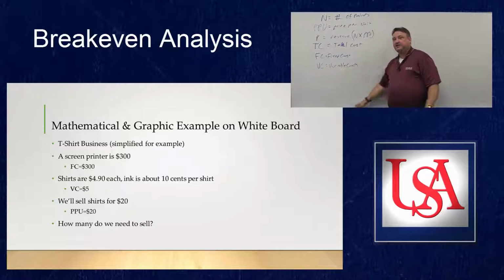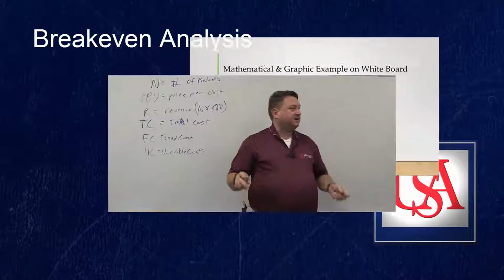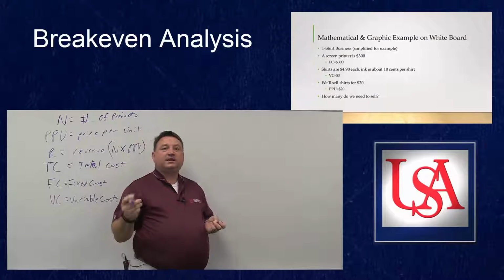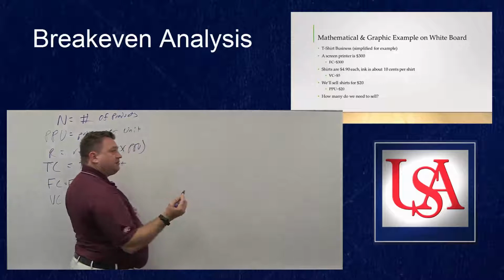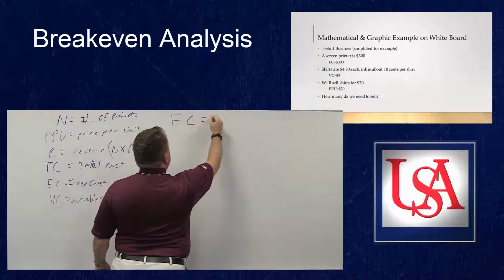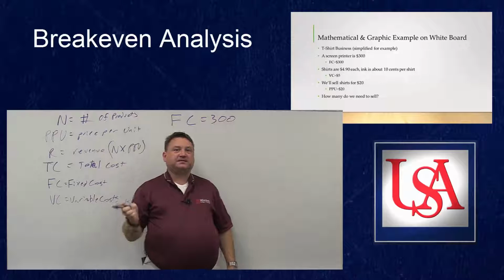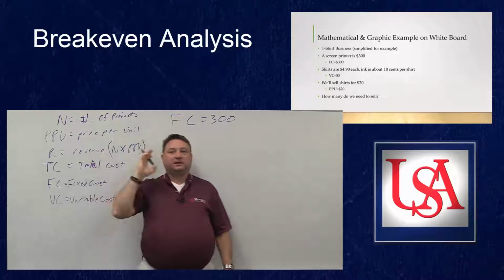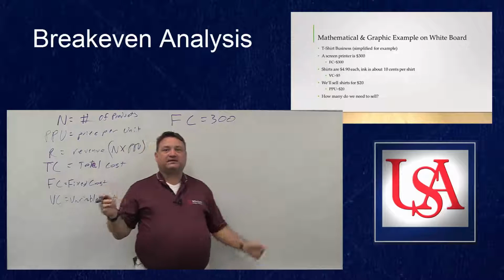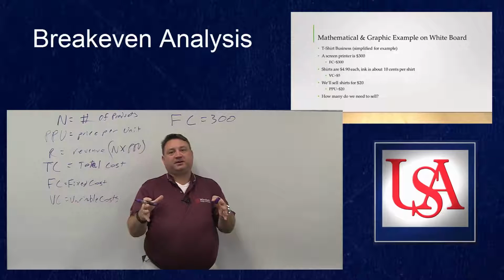Let's do a mathematical example using a t-shirt business. Our t-shirt business is going to sell screen printed t-shirts. In order to do that, we need a screen printer. So our screen printer costs $300. That's our fixed cost. In a real business, there would be other fixed costs, but because this is an example and we don't want to do a month-long example of how to do break-even analysis, we're going to say all of our costs are in this screen printing unit, which makes screen printing possible.